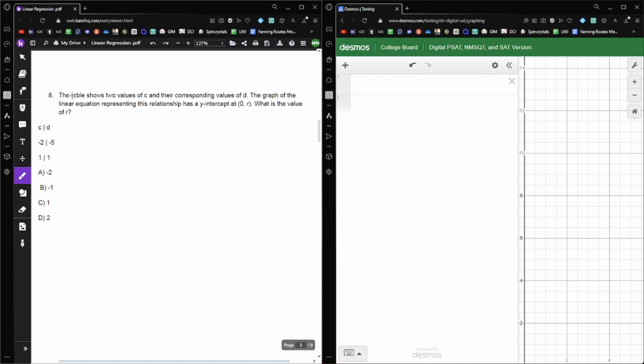Question number 8. The table shows two values of C and the corresponding values of D, X and Y. Yeah, these are all like copy and paste questions. They like change the numbers up. Well, yeah, I'm into ChatGPT.